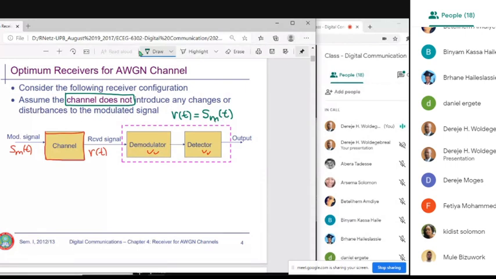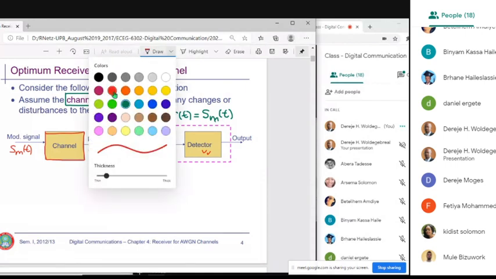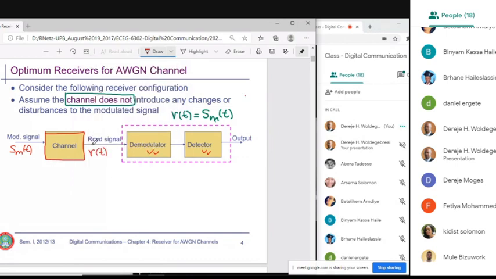So a waveform R of T would be received. Then we have a demodulator block plus a detector block, and then eventually we'll have a sequence of bits that come out of the detector. Now, in such an ideal case, how would the receiver structure look?